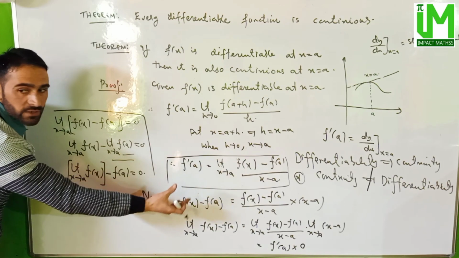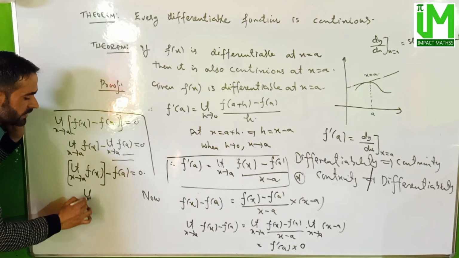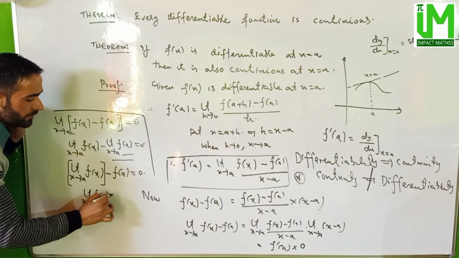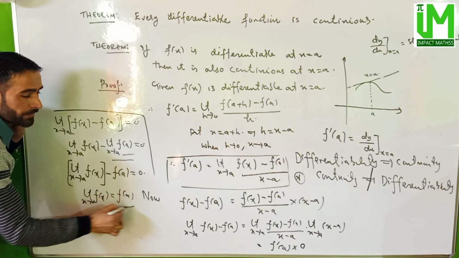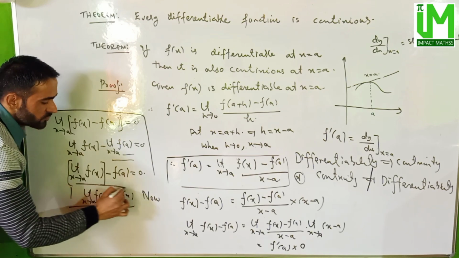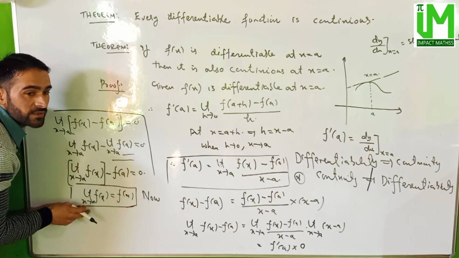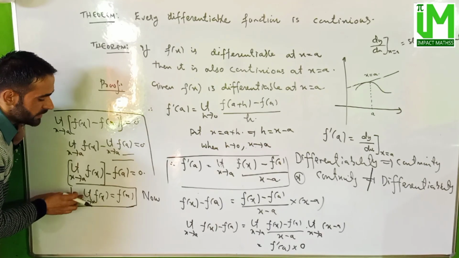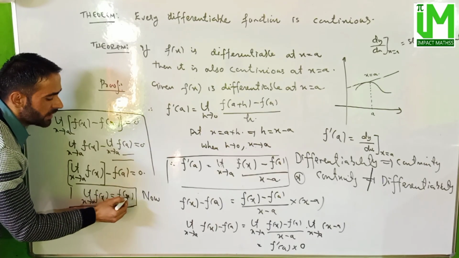Now shift this to the right hand side. So it means limit x tends to a of f of x is equal to f of a. And what is this? Limit x tends to a of f of x is equal to f of a. This is in fact the definition of a continuous function.